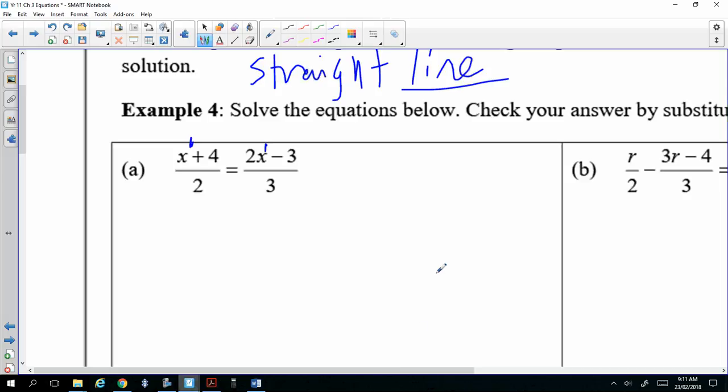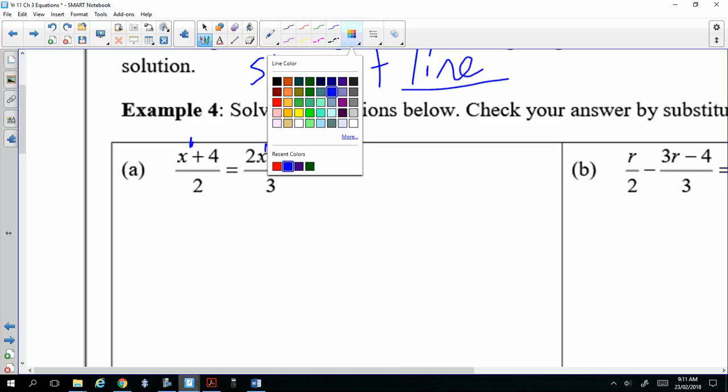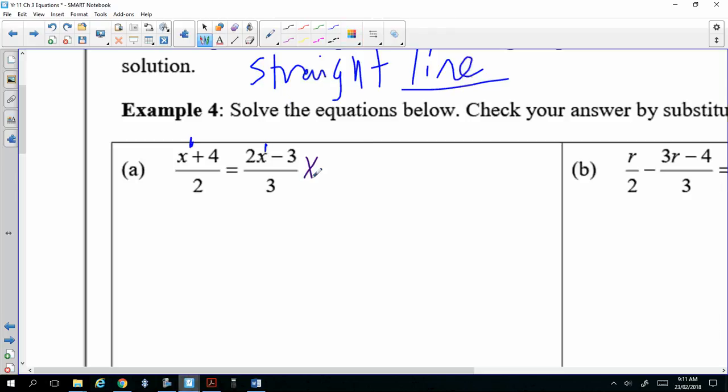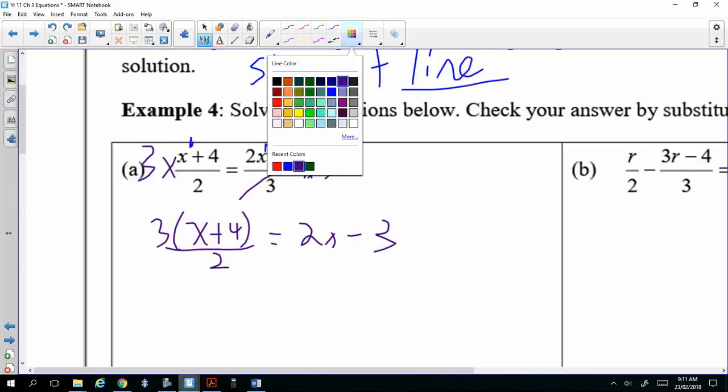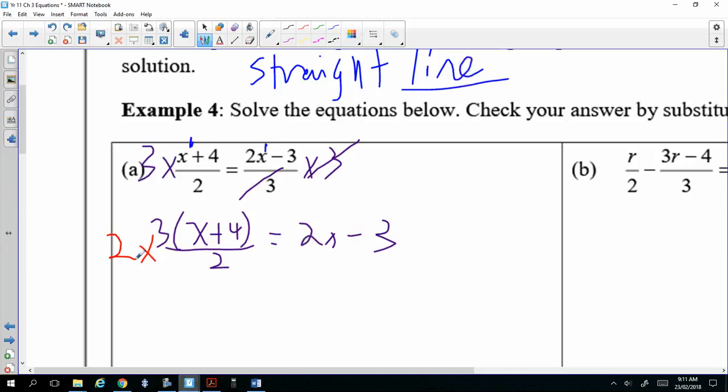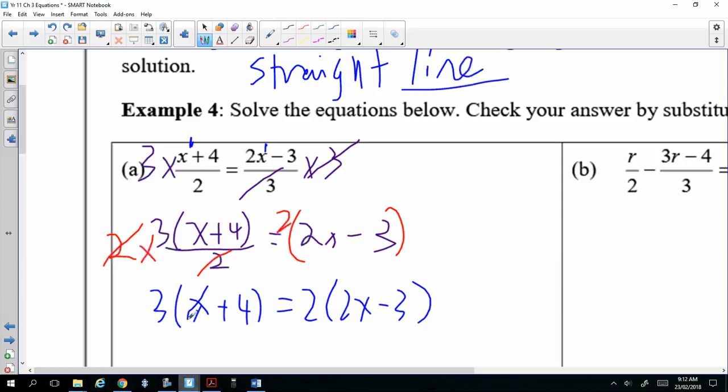To solve the first one, you need to get rid of the denominator, so you multiply both sides by 3. That cancels, so you get 3 bracket x plus 4 over 2. And then there's a 2 there, so you multiply both sides by 2. Your aim is to get rid of the denominator. So you end up getting 3 bracket x plus 4 equals 2x minus 3. So that's your first step: get rid of the denominator, which you can do by multiplying both sides by the same number.